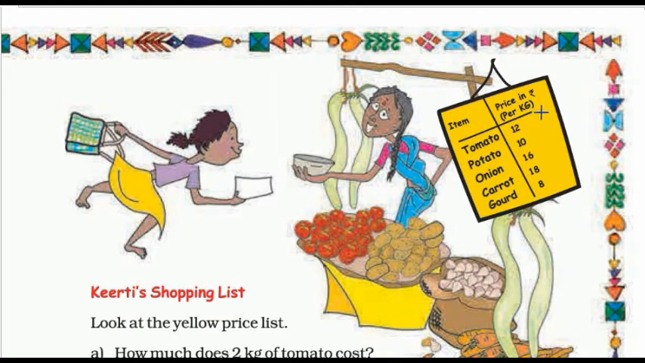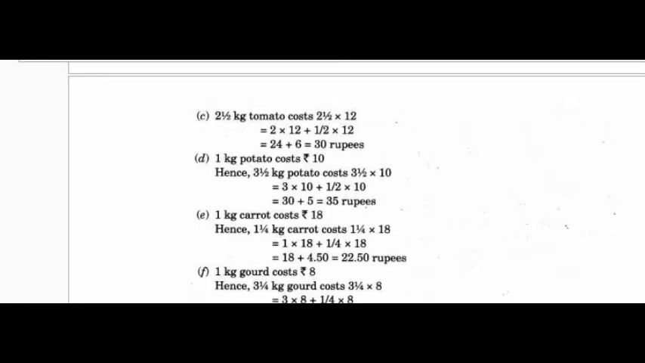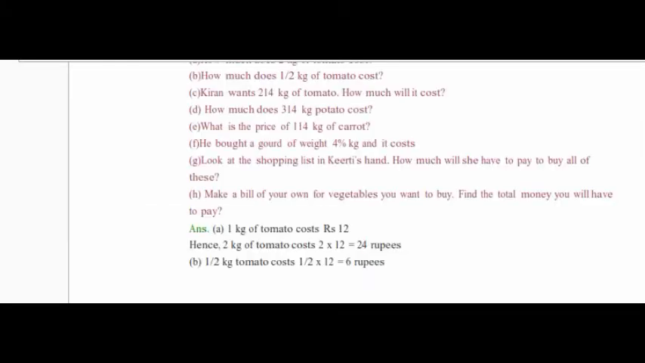First, tomato. Price per kg is rupees 12. Potato price per kg is rupees 10. Onion price per kg is rupees 16. Carrot price per kg is equal to rupees 18. Gourd price per kg is equal to rupees 8. Let's see the solution of all these questions one by one.